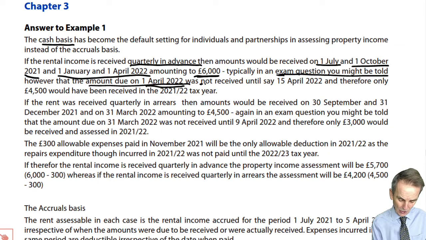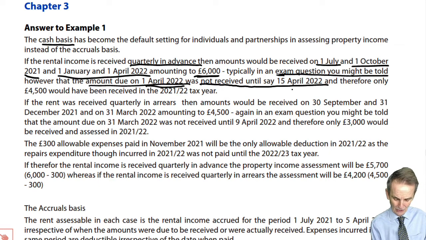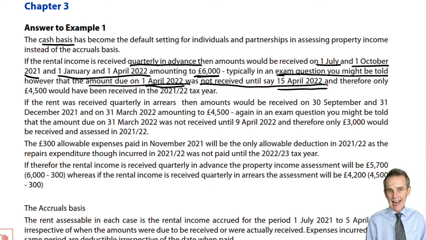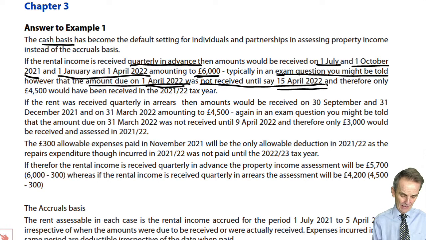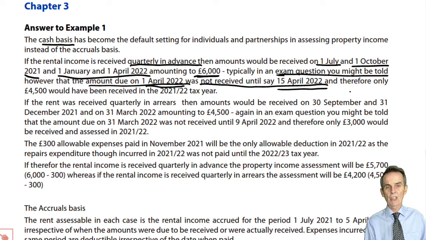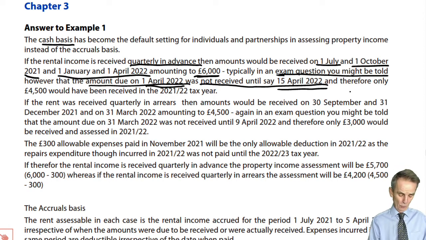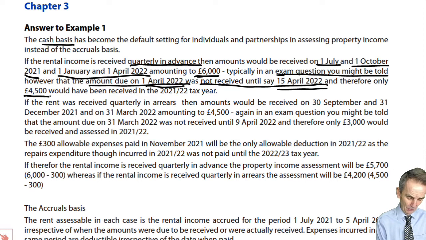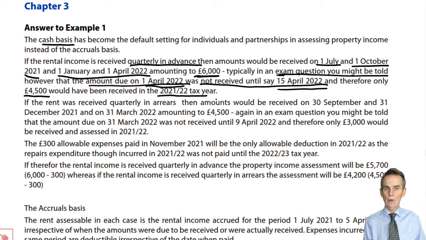But if that was not received until, say, the 15th of April, anything from the 6th of April 22 onwards, then it was not received until the 22/23 tax year. And that would mean that instead of having four such receipts during the tax year, we'd only have three of those four quarterly receipts. And that would have put it down to £4,500 being received in the 21/22 tax year.